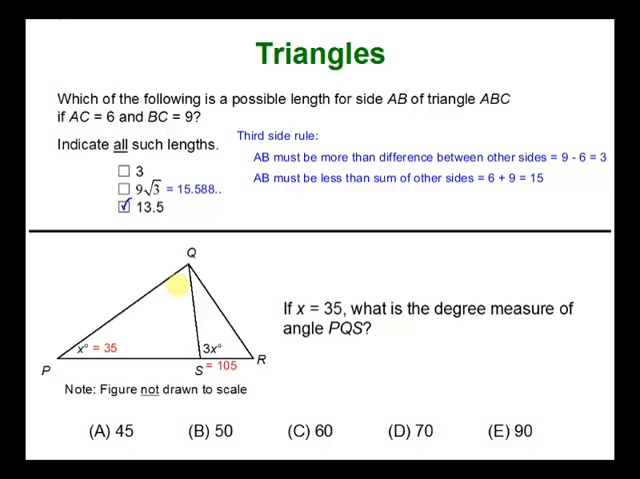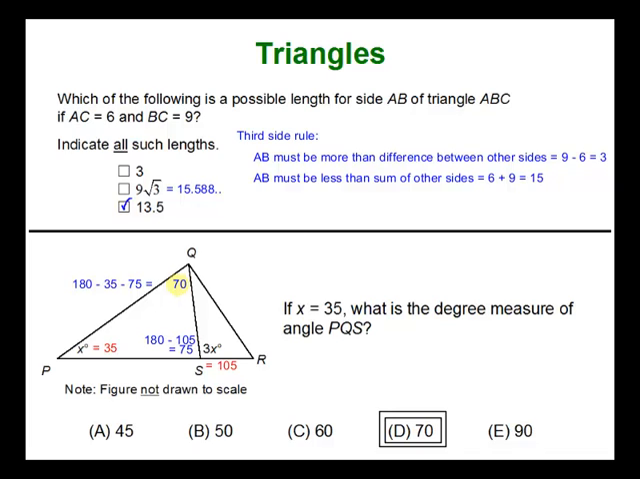Put those together, and we see that the difference here must be 75. 75 and 35 give you 110. Back that out of 180, and we're at 70. The answer is D.